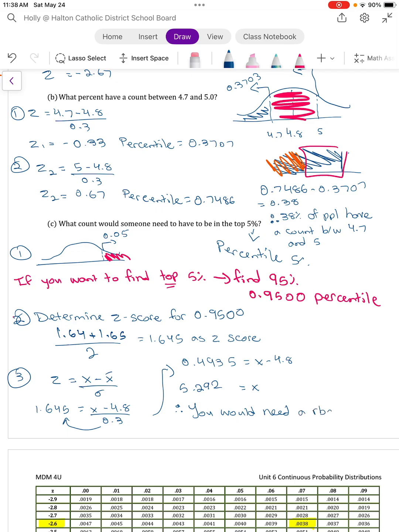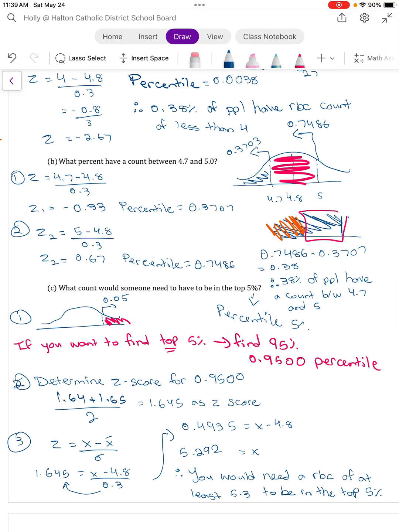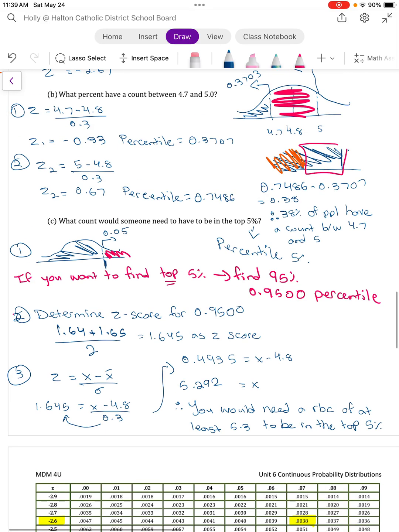So basically, you would need an RBC count, red blood cell count, of at least 5.3 to be in the top 5%. Okay, because we know that that's like our threshold here. This 5.292 would be at that point there to be in the top 5%. Okay, and you have textbook questions to work on this. The more you practice it, the more you'll understand the difference. Just be aware between the percentiles, the z-scores, your observations, and standard deviations.